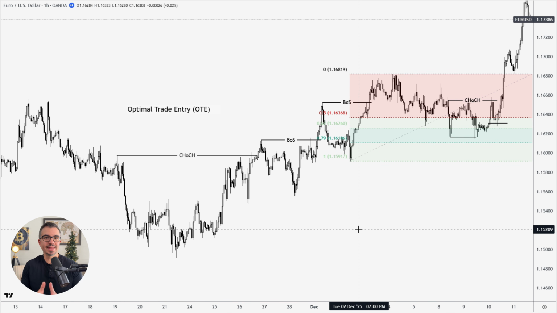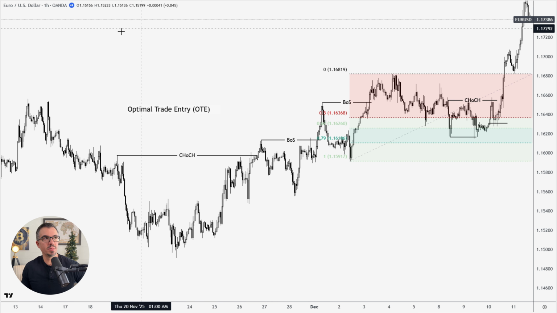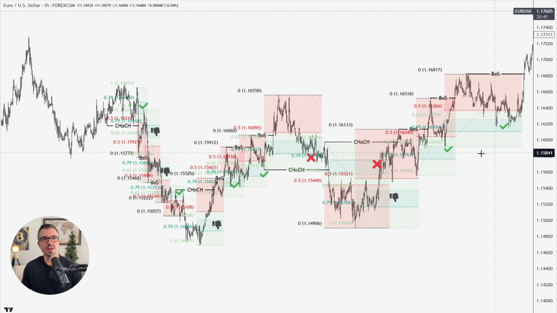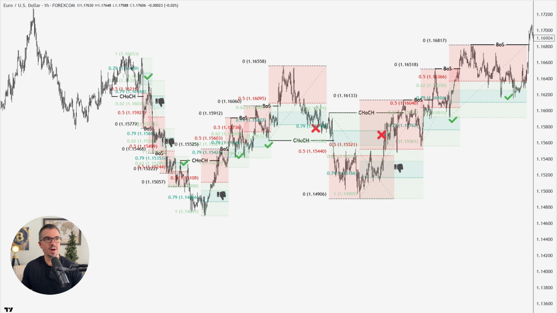Now, what about when it's not this clean? What about when it doesn't work out? Because there will be those cases, and I don't want to just come across as cherry picking these opportunities on the euro. So what I've done is I've looked at the last 2 months and mapped out all of the change of characters and break of structures on the hourly time frames. And then I have mapped out the fibs, the premium and discount zones for each of these.